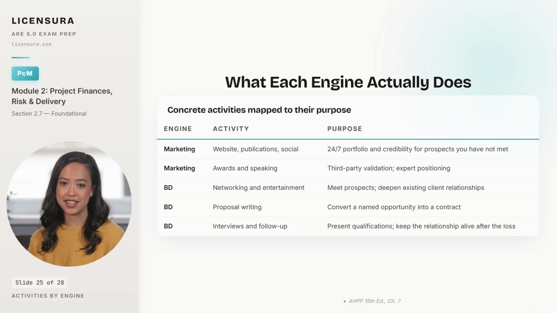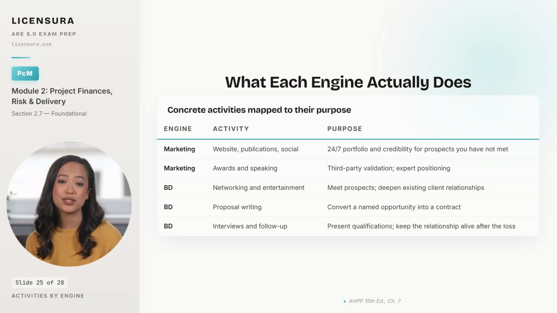The BD side is different. Networking and client entertainment are about specific prospects you have already identified by name. Proposal writing is about converting a named opportunity into a contract, and it lives or dies on whether you have done the upstream relationship work. Interviews and follow-up close the loop, and the follow-up after a loss is often what wins you the next opportunity from the same client, because the firm that disappears after losing is the firm that does not get called the next time.